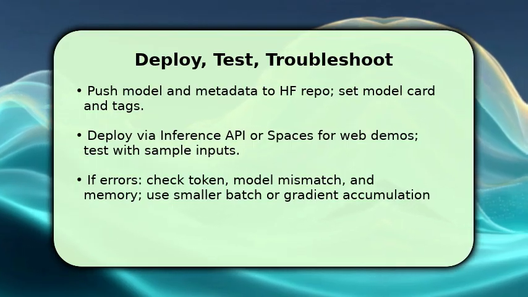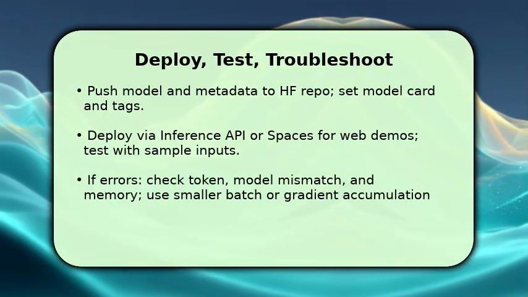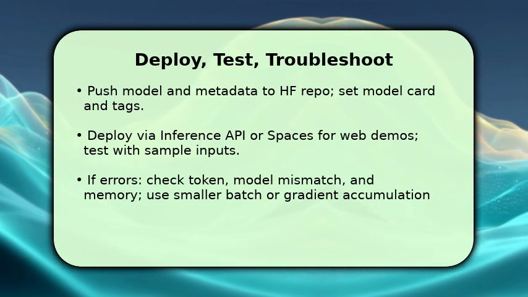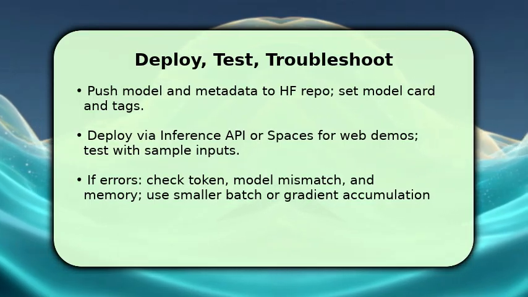If something goes wrong, check the API token and model/tokenizer pairing. Reduce batch size or enable gradient accumulation to avoid OOMs, and inspect logs for specific exceptions.